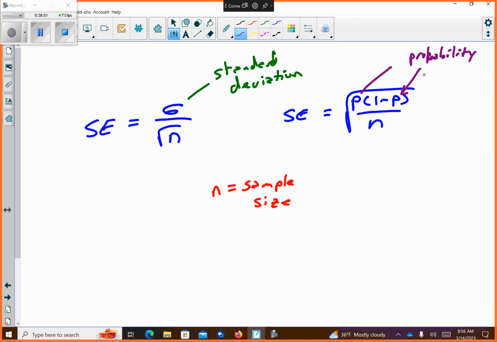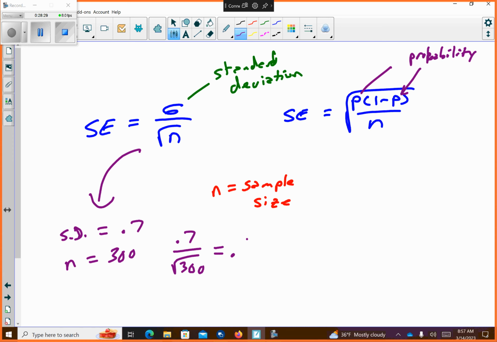So an example of this one right here would be, let's say we had a standard deviation of 0.7 and a sample size of 300. So your standard error is going to be 0.7 over the square root of 300. This is just a hypothetical, not something that's in your book. So this would give me a 0.04 standard error.